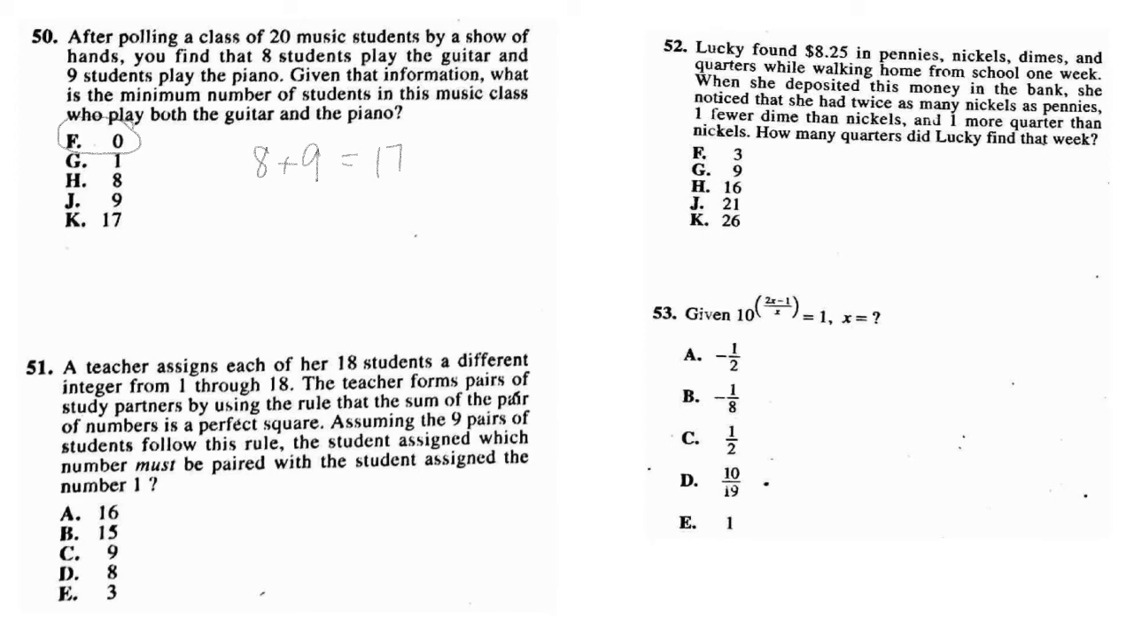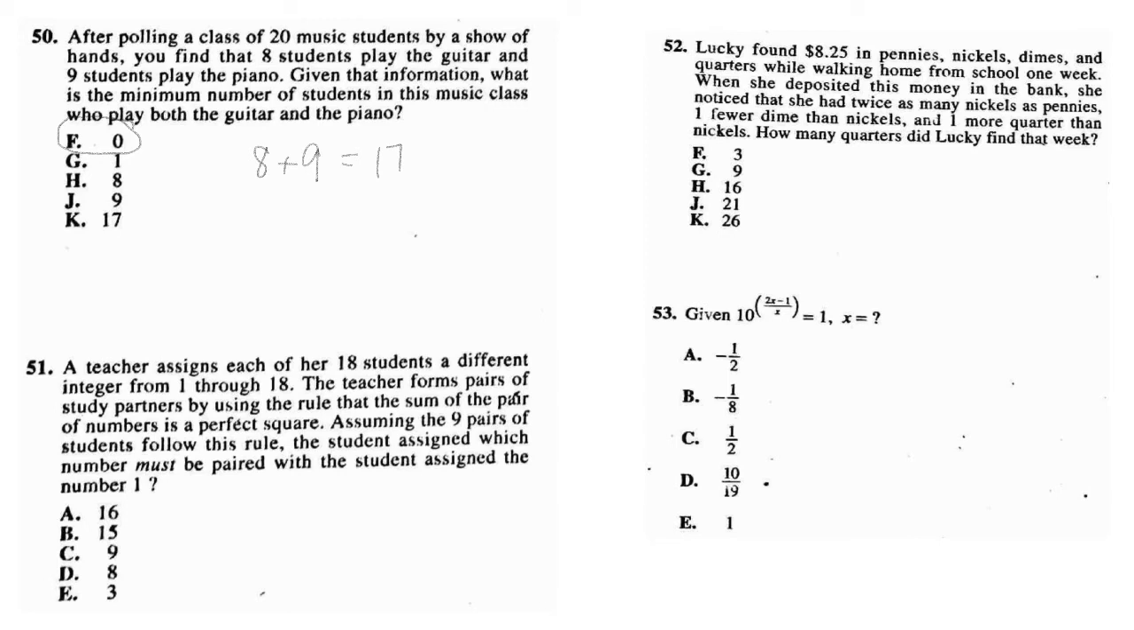All right, 51. We're almost done. Number 51. A teacher assigns each of her 18 students a different integer 1 through 18. The teacher forms pairs of study partners by using the rule that the sum of their pair of numbers is a perfect square. Assuming the 9 pairs of students follow this rule, the student assigned which number must be paired with the student that's assigned 1?